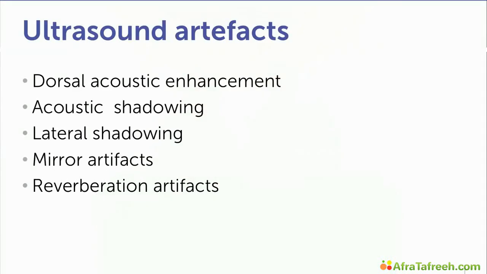To achieve this, we will introduce to you the most common basic ultrasound artifacts, which are the following: dorsal acoustic enhancement, acoustic shadowing, lateral shadowing, mirror artifacts, and reverberation artifacts. And we will also give you some examples and tips to either avoid them or use them for our benefit.